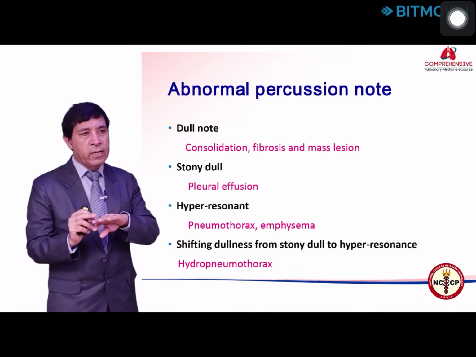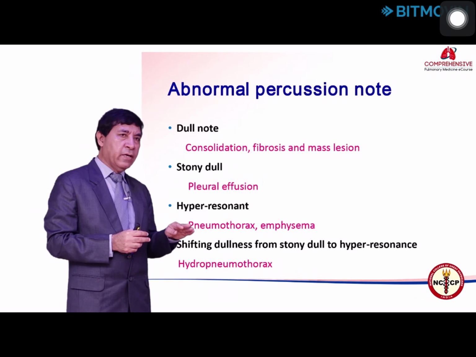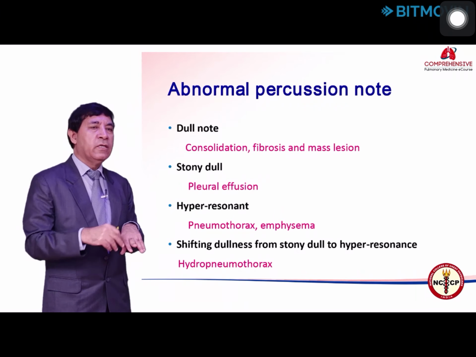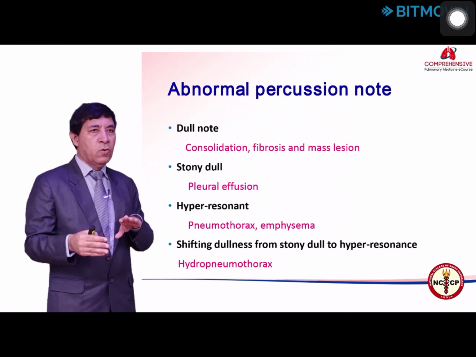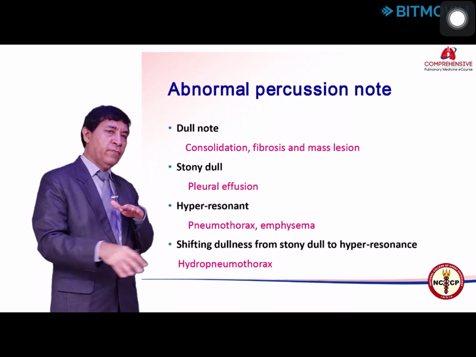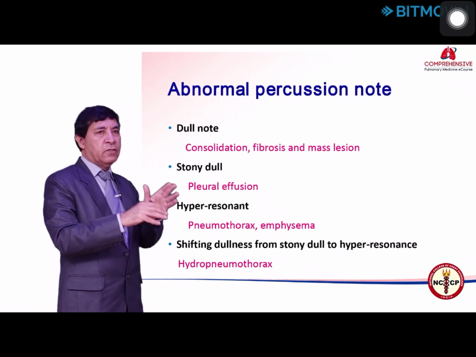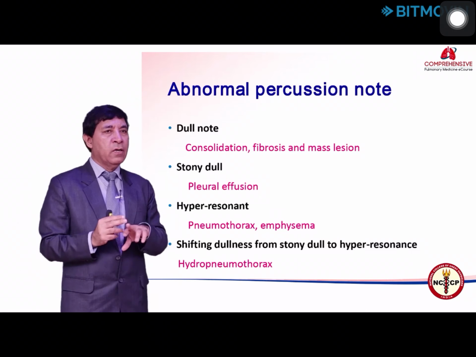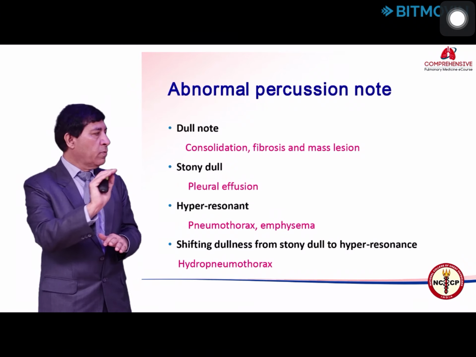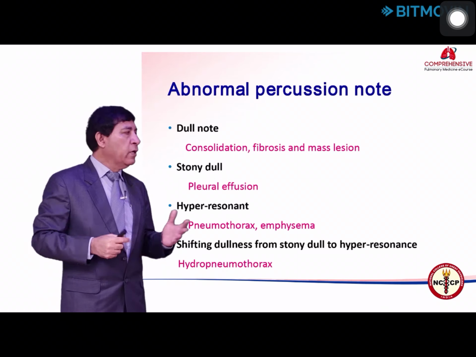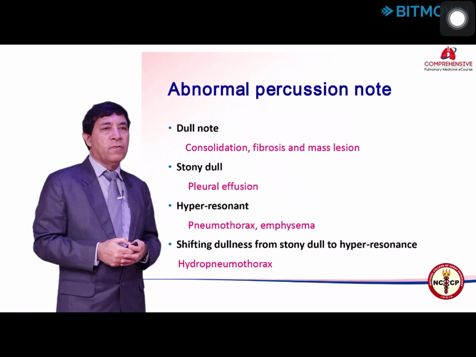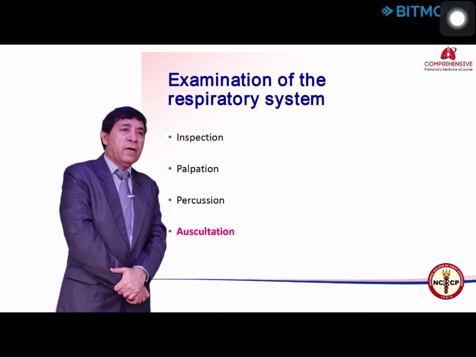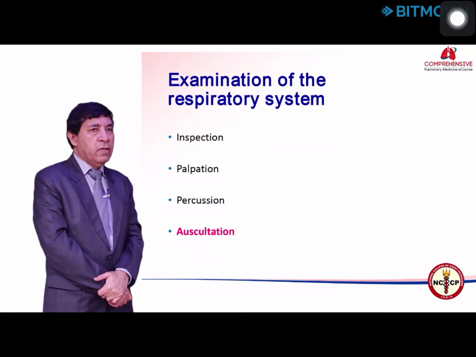Then you make this patient lie down. Suppose you are percussing on the right side, then this patient should lie down on the left side, and then you start percussing on that area where you found the dull note. You will see that it immediately changes into a hyper-resonant note, because the fluid gets totally shifted to the other areas. And then you make this patient sit again. The area which was initially stony dull, which became hyper-resonant, should become stony dull again. So when you demonstrate all these three things, it indicates that this patient has a combination of fluid and air, hydropneumothorax. So we go to the last part of our examination, and that is the auscultation.